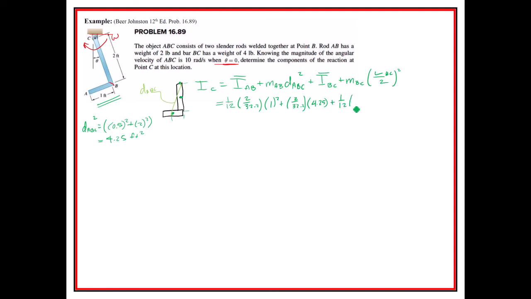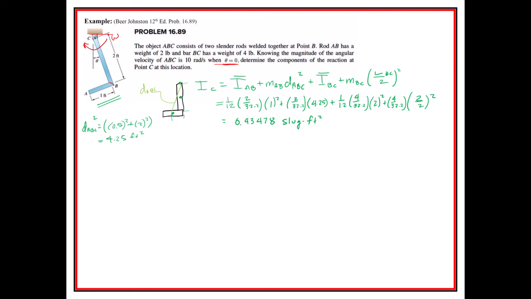And we take 1/12 the mass of BC, which is 4 over 32.2, and its length is 2. And now we want the mass again, 4 divided by 32.2 of link BC, and then the length divided by 2, so that's 2 divided by 2. We could do that in our heads. The result is 0.4348, and the units of these are slug feet squared.